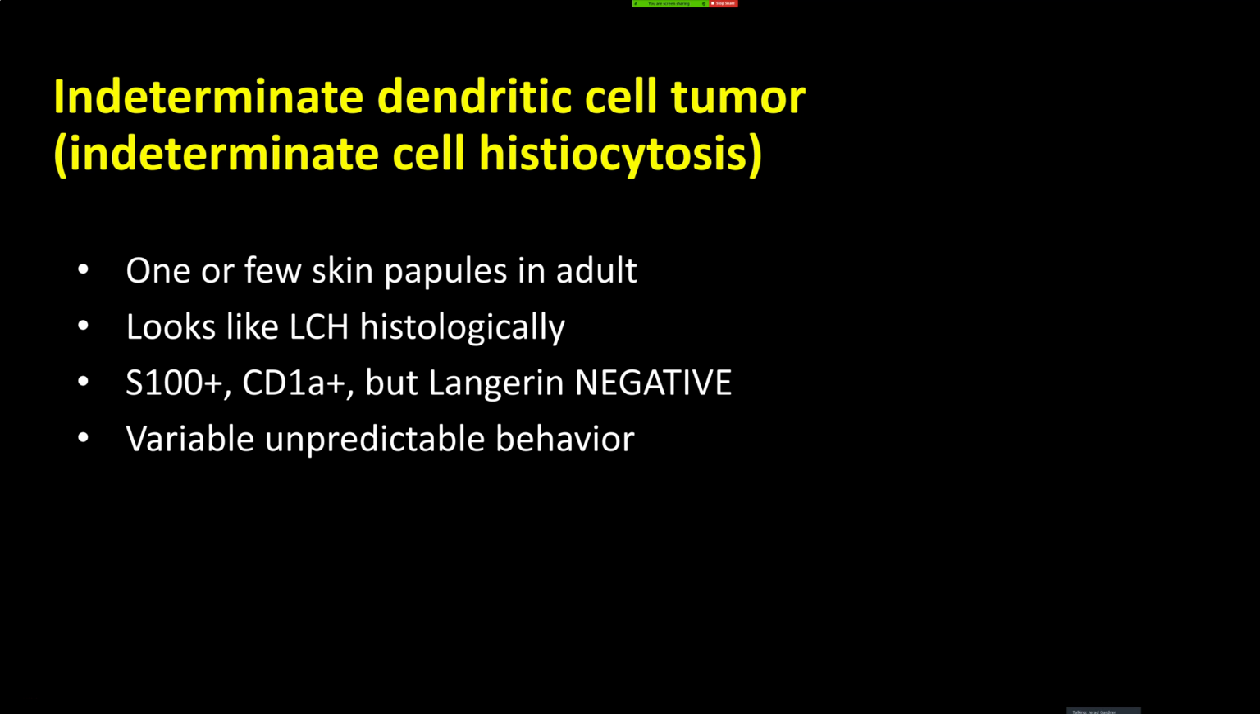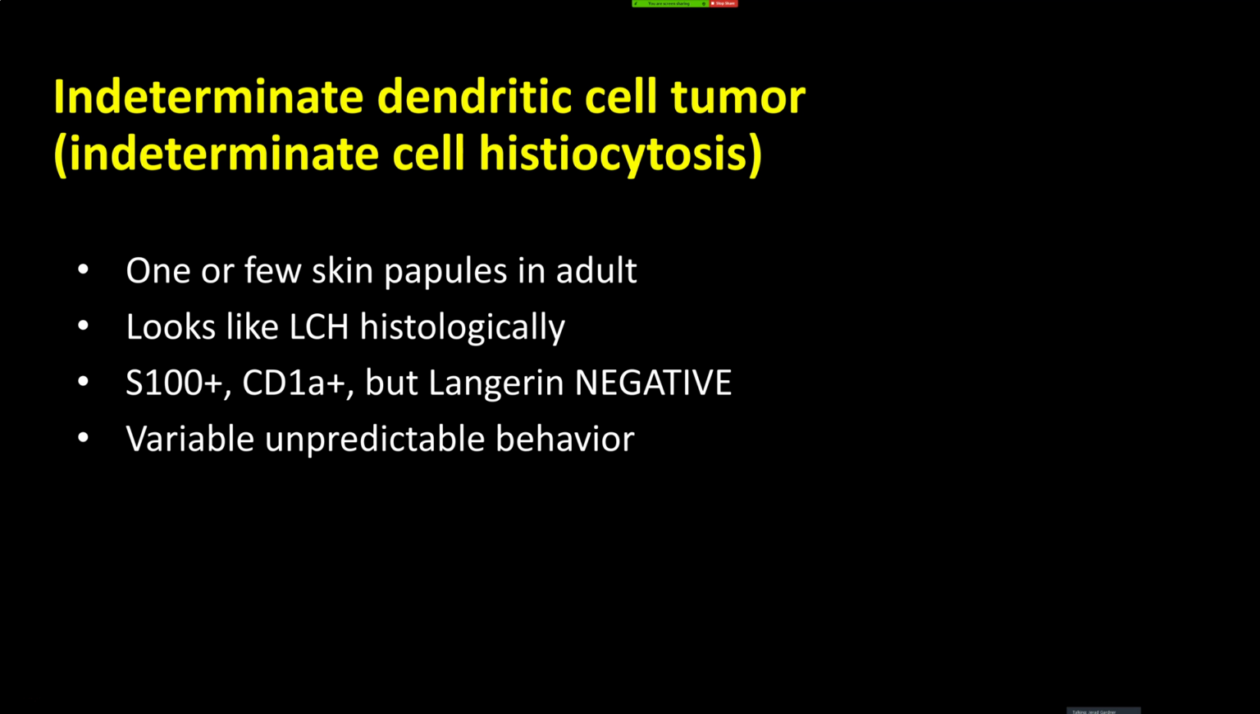The one thing that we do have is this molecule Langerin, which I think is CD207, I believe. I always have trouble remembering that for some reason. But in any case, Langerin seems to go hand in hand with the presence of Birbeck granules, so we can use that immunostain as a surrogate marker instead of doing electron microscopy. If Langerin's negative in those cells and it looks like LCH otherwise, then it's probably this indeterminate dendritic cell tumor.